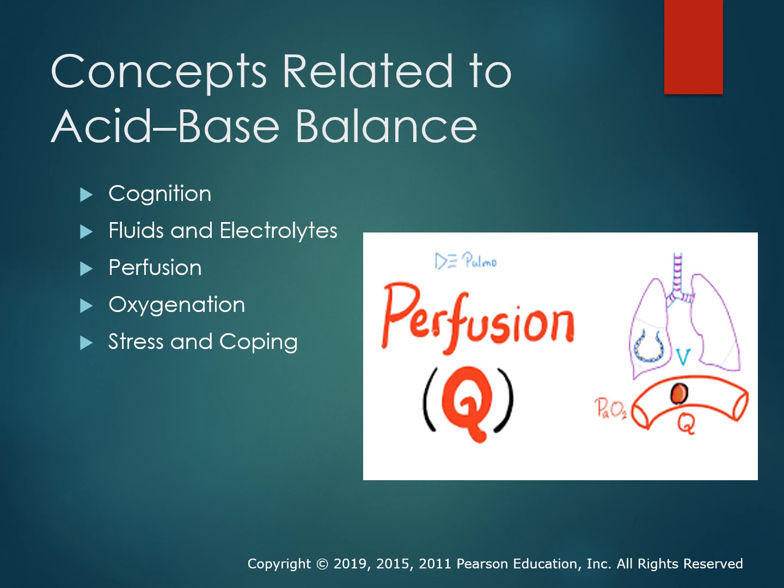Perfusion. Again, administer oxygen. Correct underlying problem to improve perfusion to the organs. And then stress and coping. Reassure patient, provide distractions, and teach guided imagery. So under the concepts related to acid-base balance, it says, for example, changes in acid-base balance can result in decreased tissue perfusion, leading to cardiac arrest.